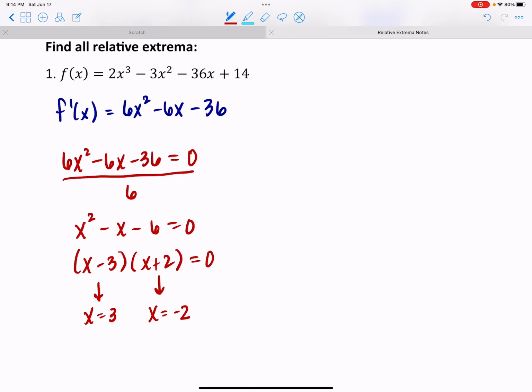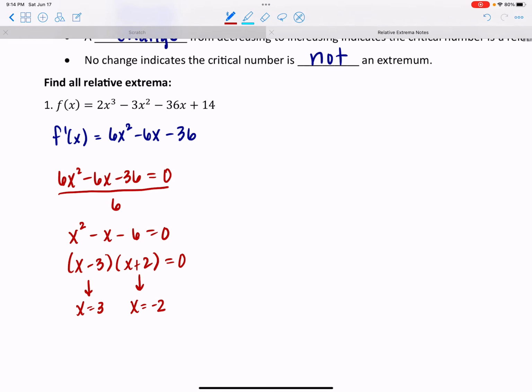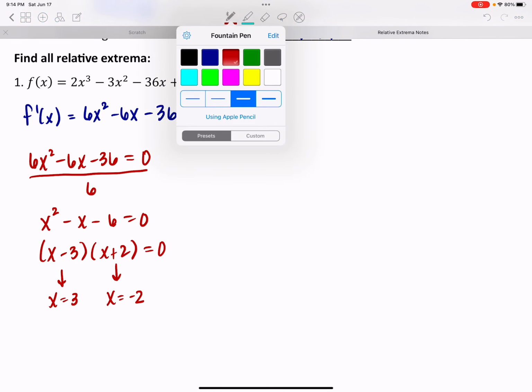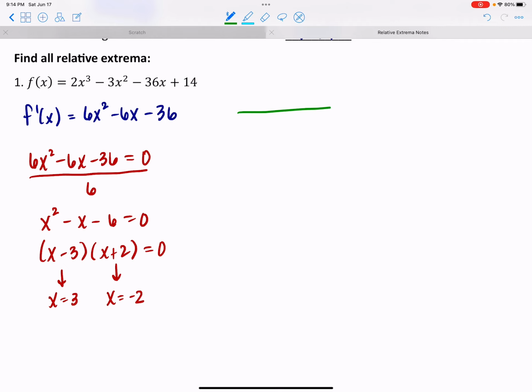So again, it can't be undefined because it's a polynomial, but I want to make a number line here with my critical numbers. So I'm going to put, let's just pretend that was a straight line, that's good enough, negative 2 over here. I'm going to put 3 over here. I need to identify the behavior that's happening before, between, and after these critical numbers, because if I know if my graph goes from increasing to decreasing or vice versa, then those critical numbers are maxes or mins.